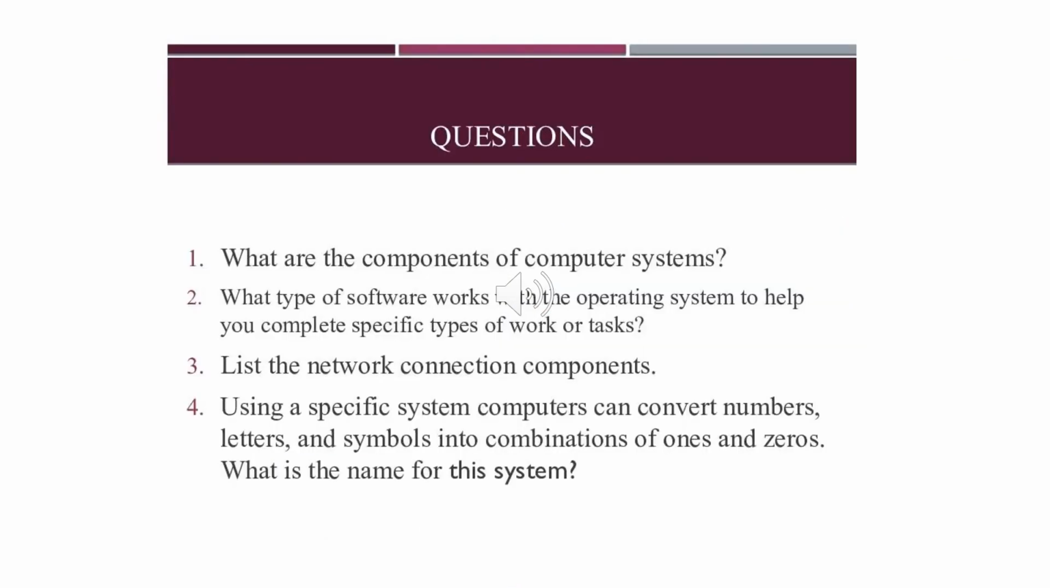Questions. What are the components of computer systems? What type of software works with the operating system to help you complete specific types of work or tasks? List the network connection components. Using a specific system, computers can convert numbers, letters, and symbols into combinations of ones and zeros. What is the name for this system?